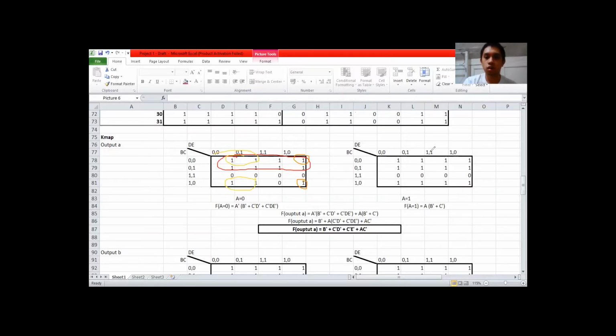So moving on to this K-map where A is equal to 1. So here is the grouping that I made. The first one is this one, the 8 ones. And the second one is, let me use a different color, this one and this one.